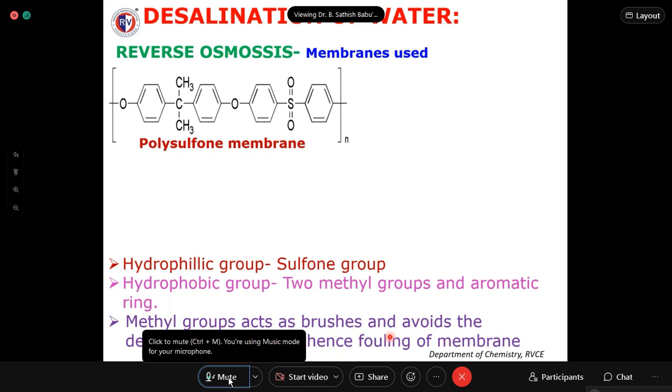Membrane fouling means membrane clogging. The water, the salt particles and all, they will go and sit on the surface of the polymeric membrane. So further filtration process will not happen.